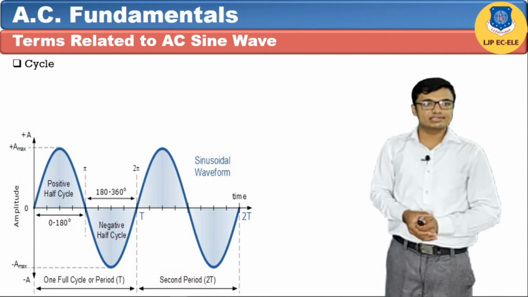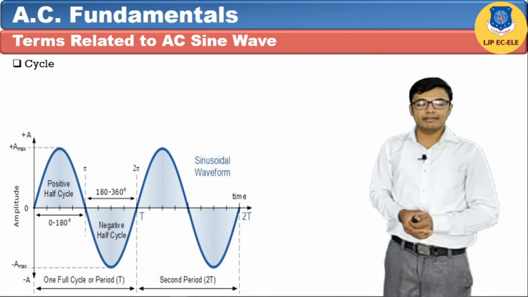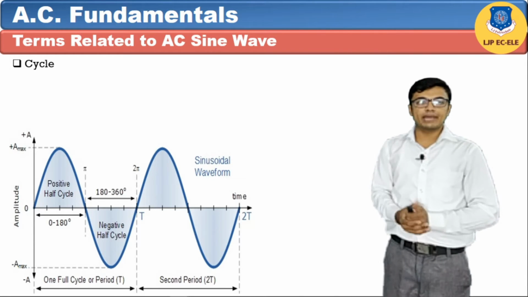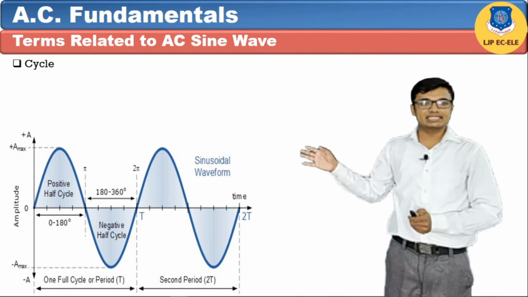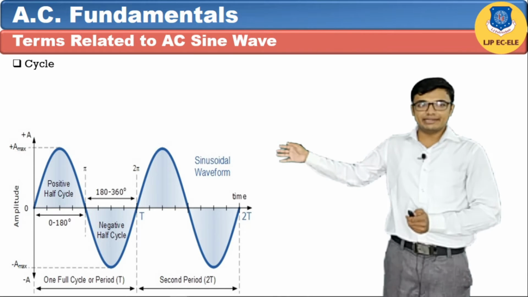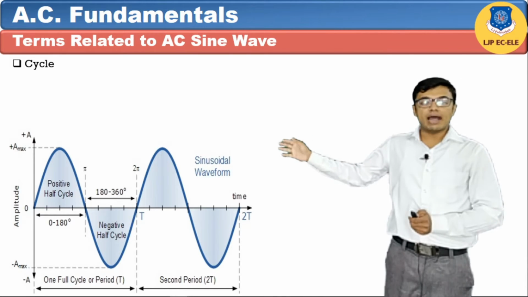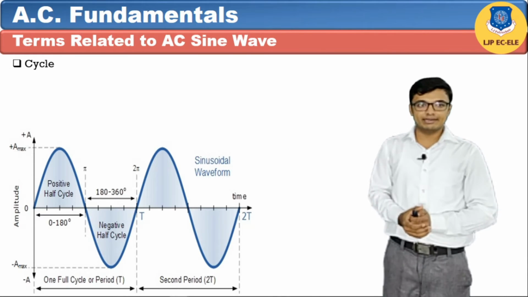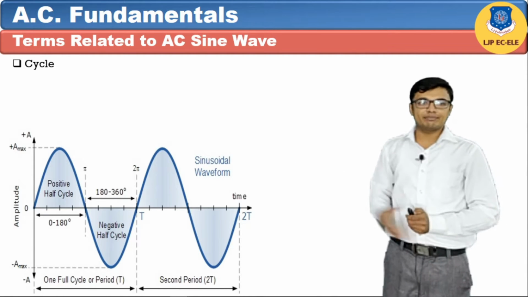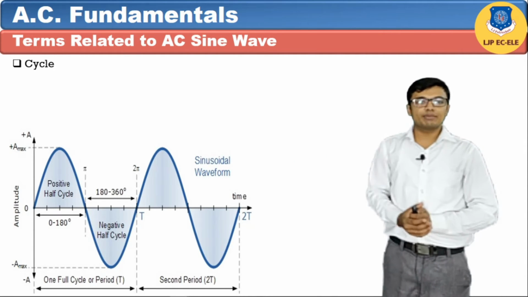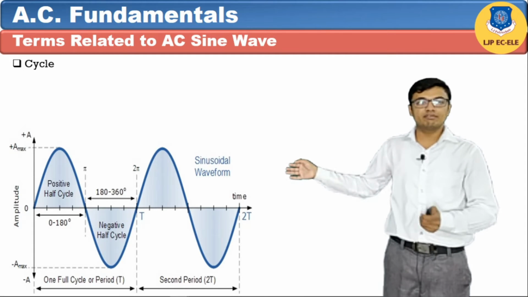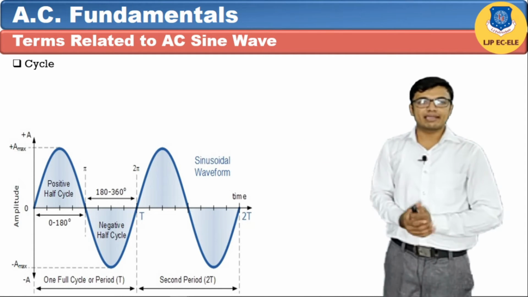So the first definition is of cycle. As we know, alternating EMF starts from 0. It will try to increase up to 90 degree. At 90 degree it will become maximum. After 90 degree it will try to reduce, and at 180 degree it will become 0 again. After 180 degree it will again increase in the negative direction, and at 270 degree it will become negative maximum. At 360 degree it will become 0 again. So this will form one positive half cycle and one negative half cycle, and it will form one full cycle. So this is called cycle.